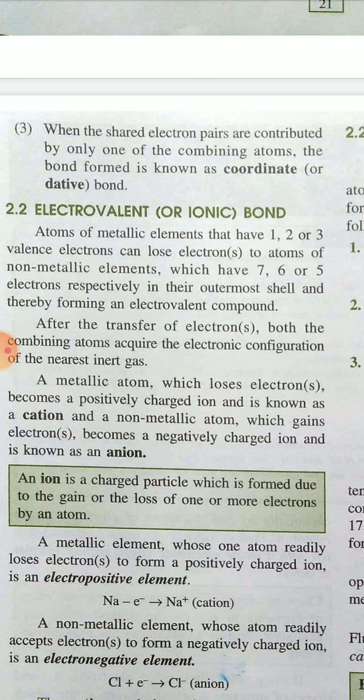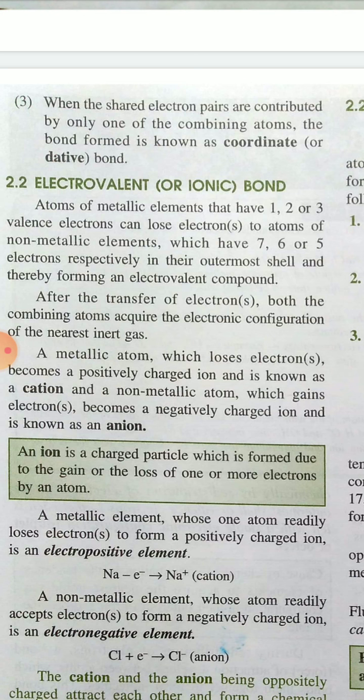Generally a bond is formed between two components or two atoms. If both the atoms share electrons, then the bond formed is known as a covalent bond. If one component transfers one or more electrons to the other component, then the bond formed is called an ionic or electrovalent bond. And if one of the two combining atoms contributes both shared electrons, then the bond formed is known as a coordinate or dative bond.